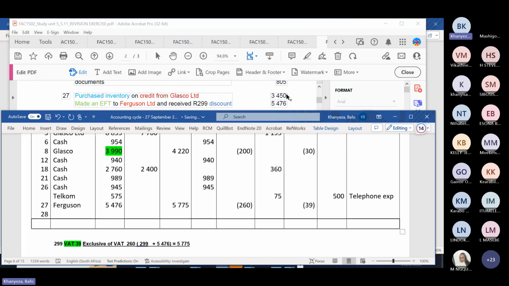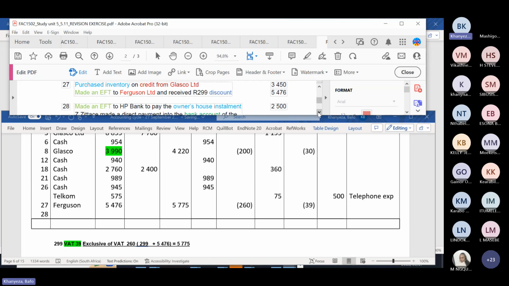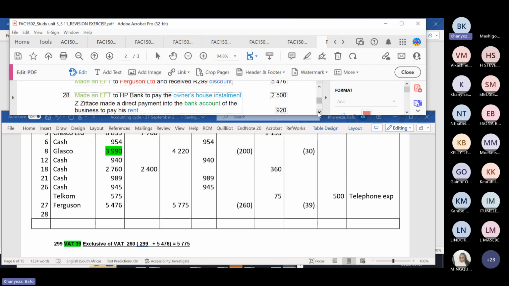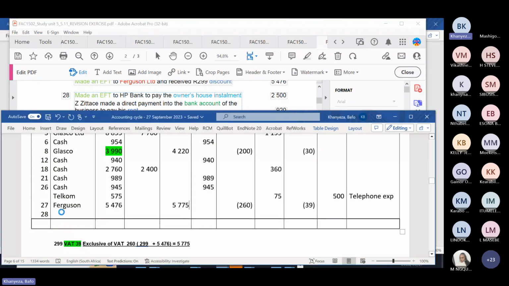That was for Ferguson. So then I think we are on the last day now. Made an EFT to HP Bank to pay owner's house installment. Paid owner's house installment by direct. So now we are paying a bank. This is a cash payment. So the payee is HP Bank. How much we paid? 2,500. Here it is.